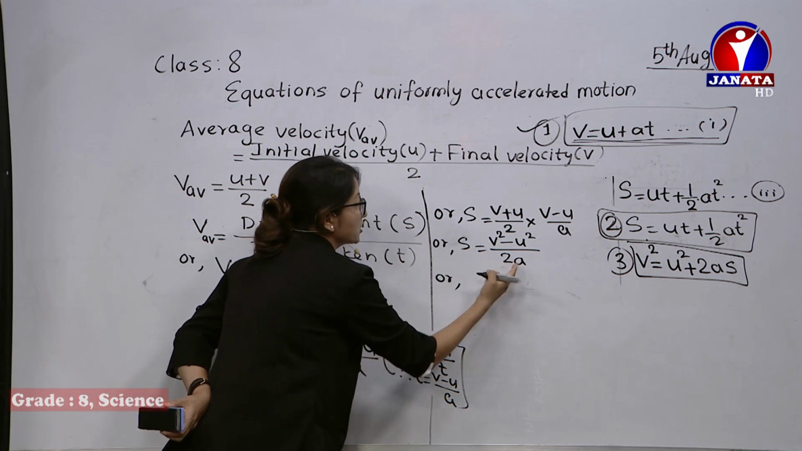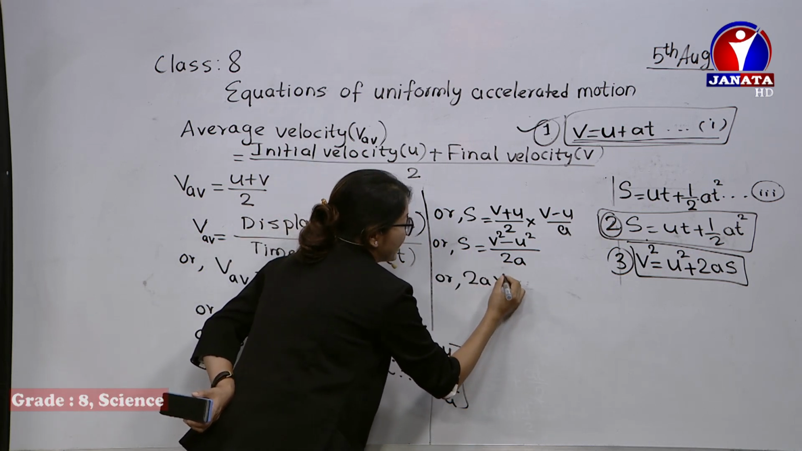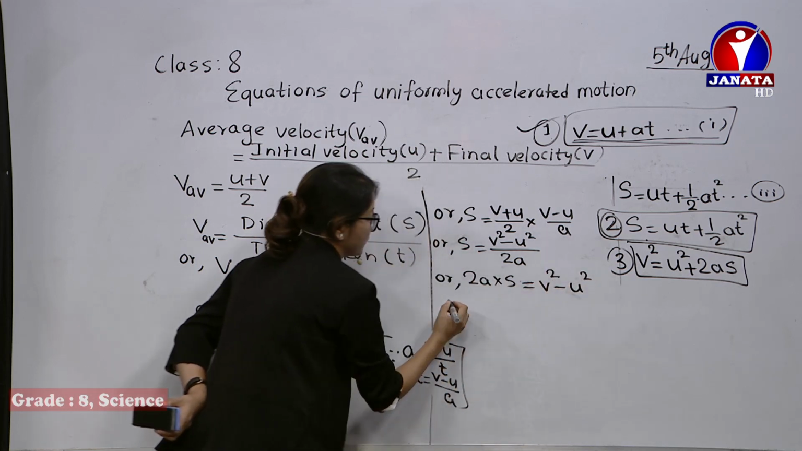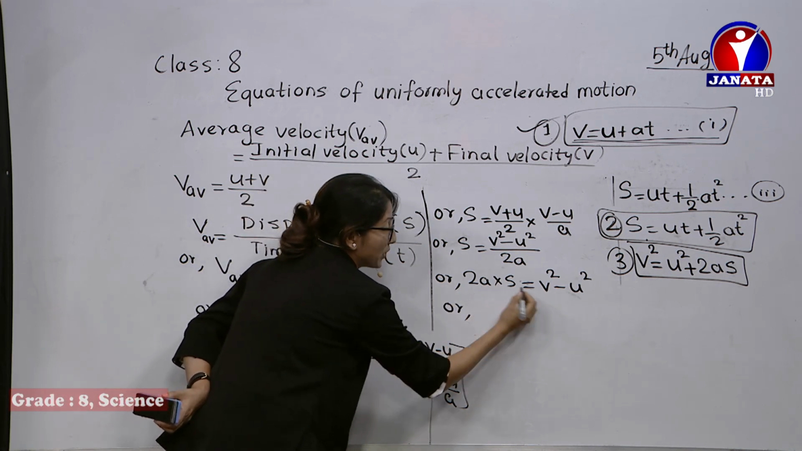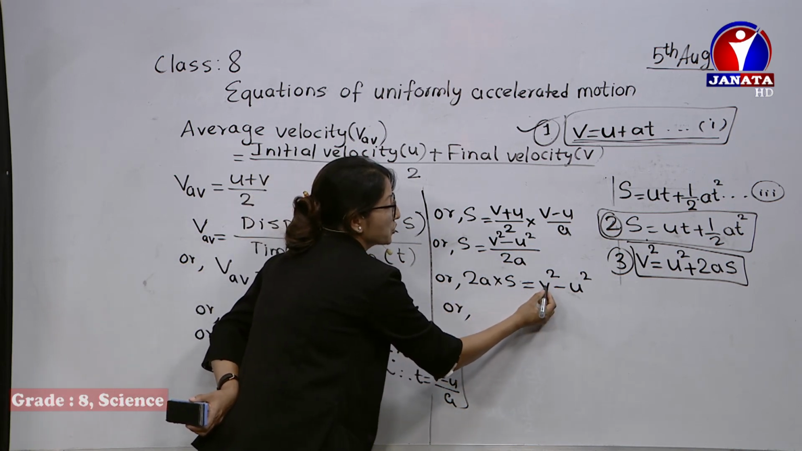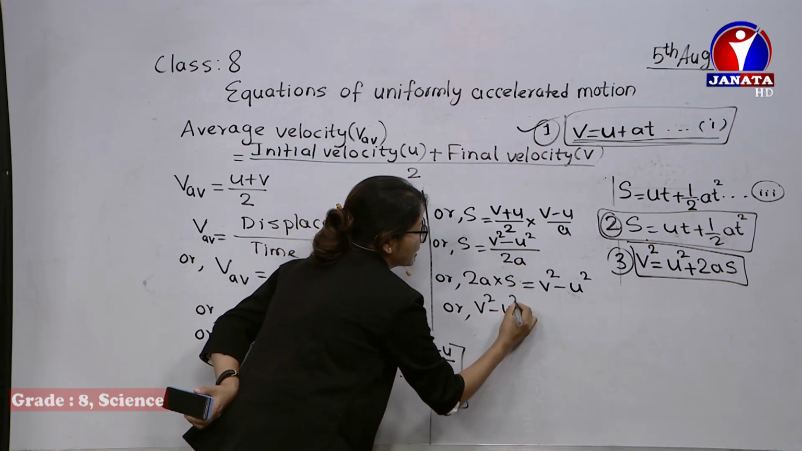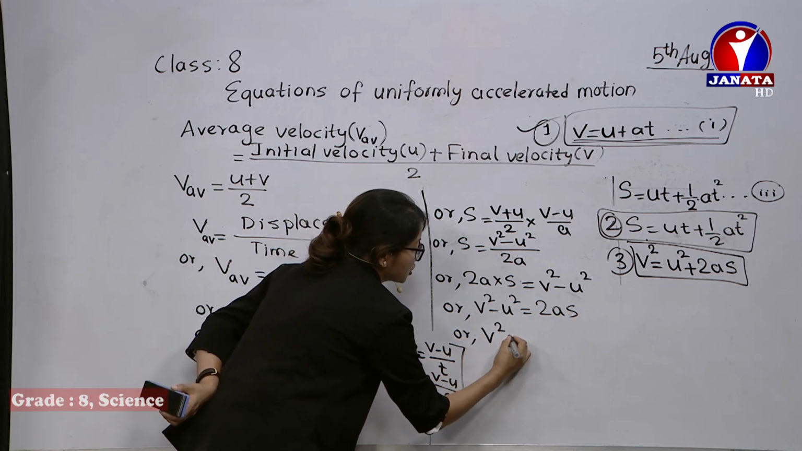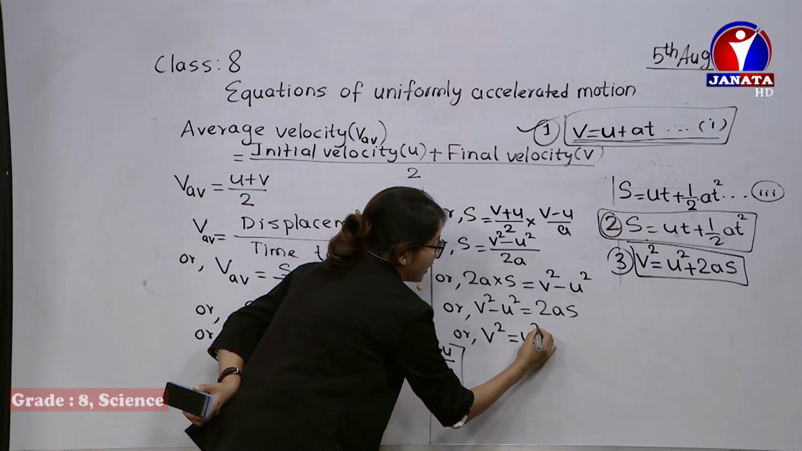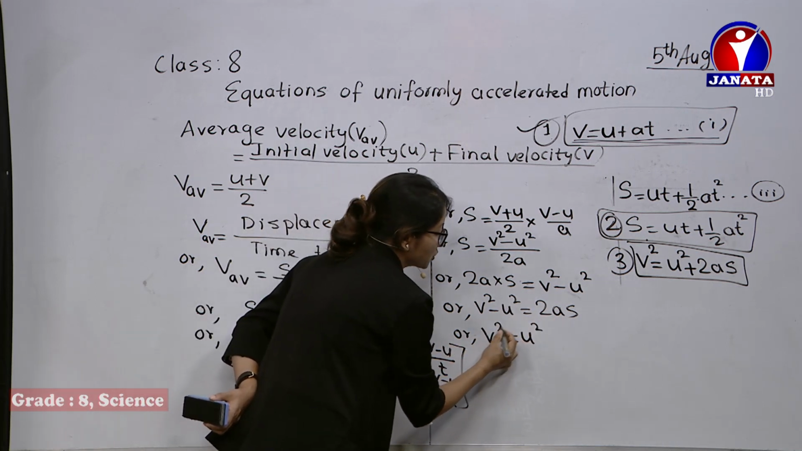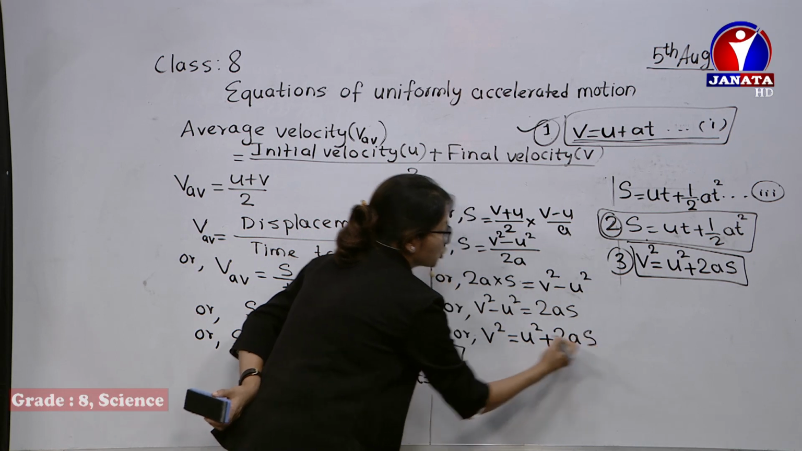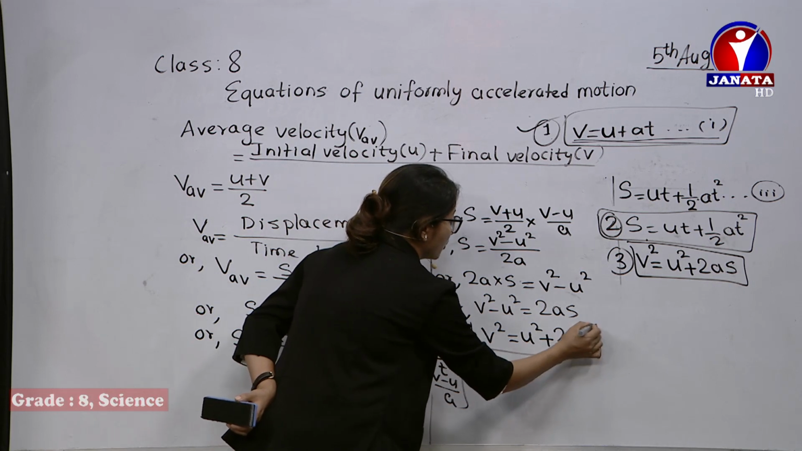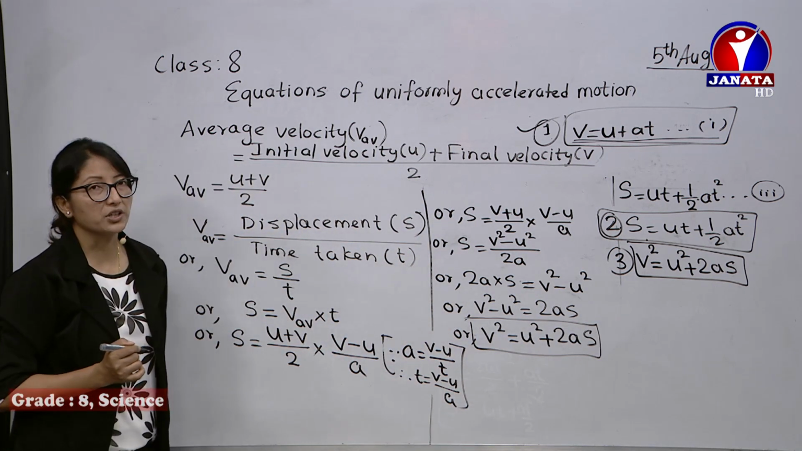Now when we cross multiply, 2a into s, 2as equals v square minus u square. Now this v square, if it remains here, let's change the position: v square minus u square equals 2as. Or if we just want to get v square, then this goes that side. The negative goes that side, then it's positive: v square equals u square plus 2as. So in this way, here we are with the derivation of the third equation of motion.